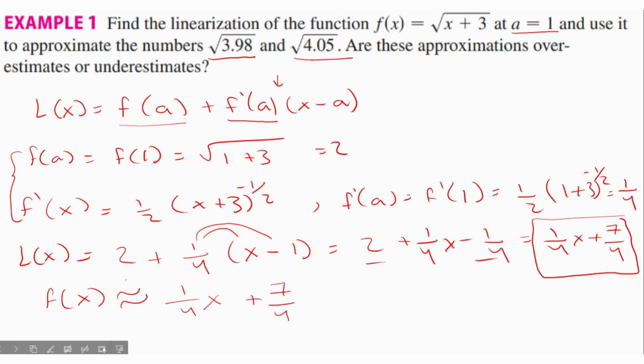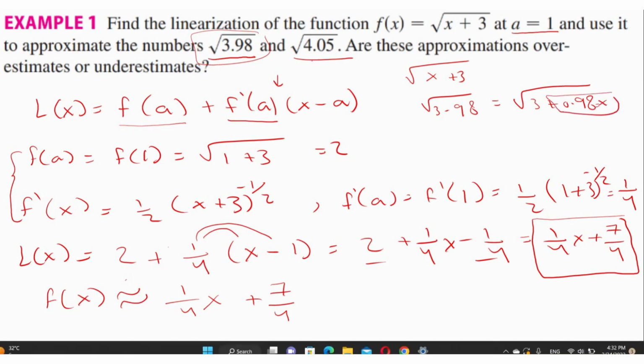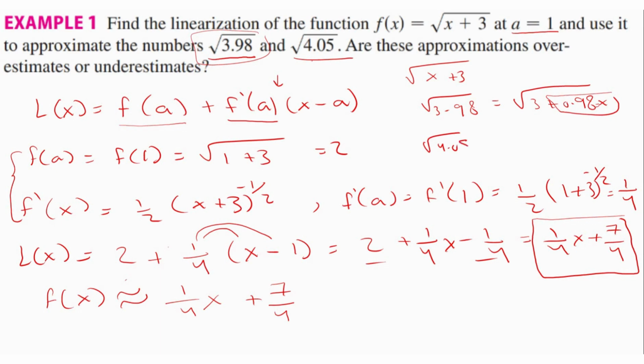Now we have to approximate the numbers 3.98 and 4.05. If we compare these numbers to the function that we have, our function is the square root of x plus 3, and the value that we should get is 3.98, which means that we can write this as 3 plus 0.98. So our x is going to be 0.98, and 4.05 can be written as 3 plus 1.05. 1.05 here represents the x.